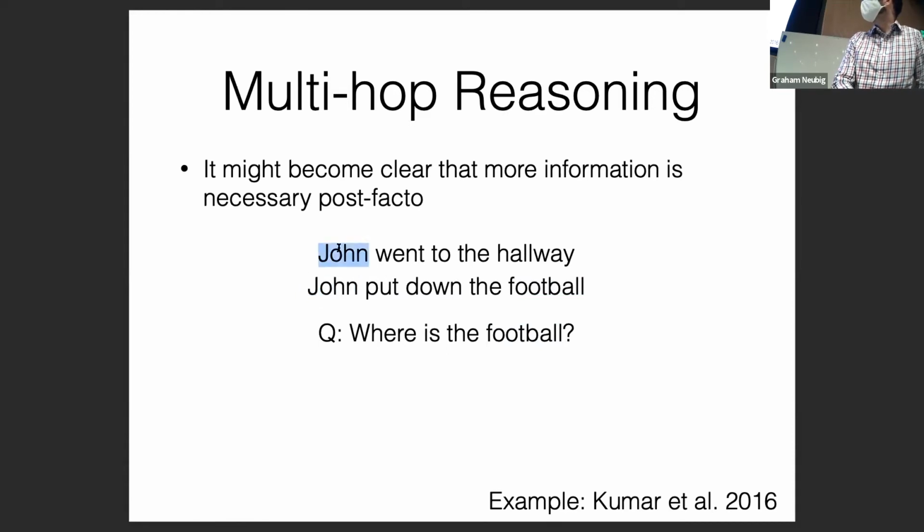And then you look where John is, and then you look at the hallway. So you basically need to jump around the passage to find pieces of information here. One interesting thing is that even large transformer models aren't really good at solving these multi-hop questions if you use them as is.